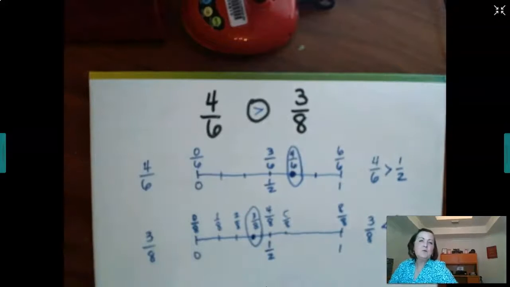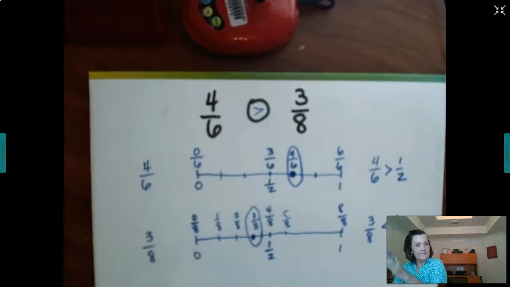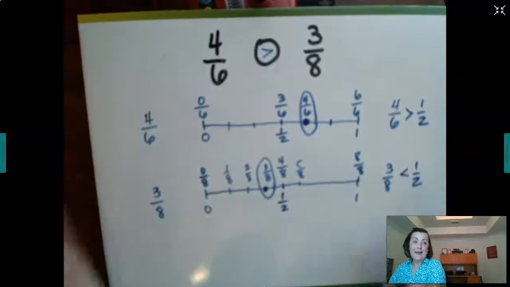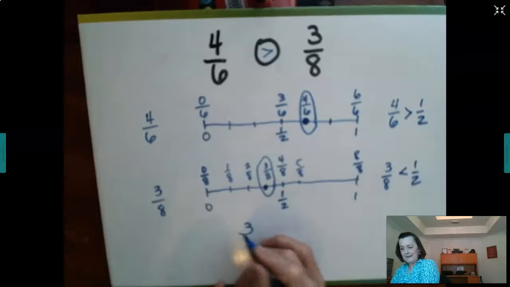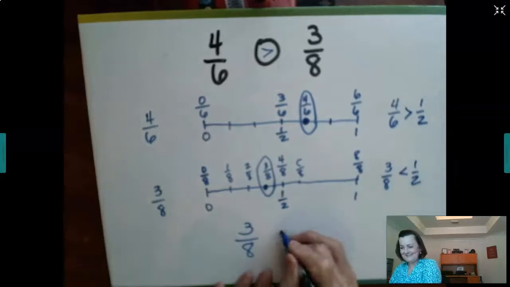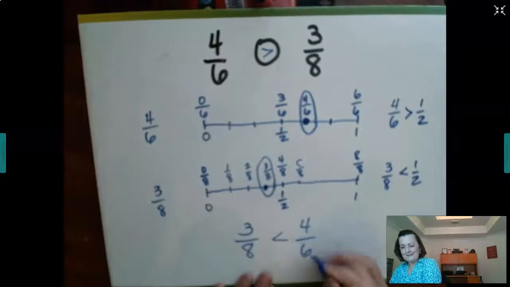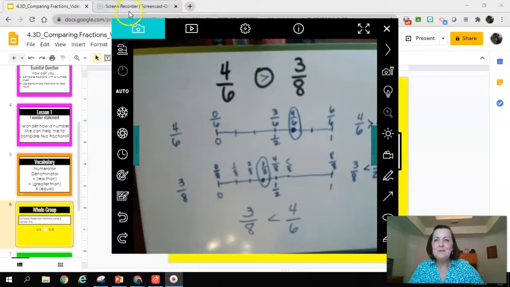Now what's another way that we can write this comparison? I want you to be able to write it 2 ways. Sometimes it may be written this way, but when you look at your answer choices, they're going to flip it on you. So we've got to get in the habit of writing it 2 ways. So if 4/6 is greater than 3/8, we can also say that 3/8 is less than 4/6. Yay! Good job.